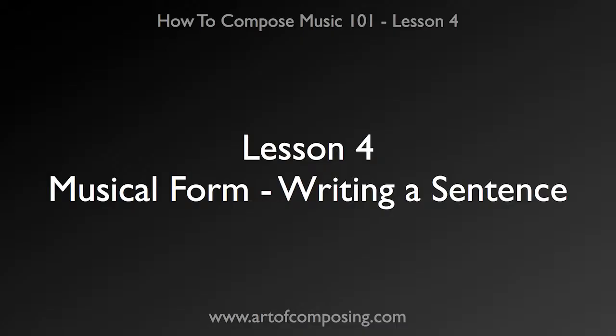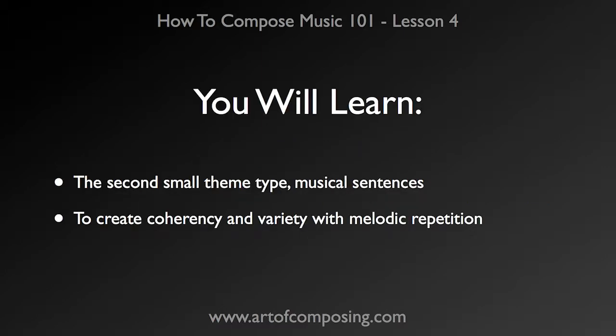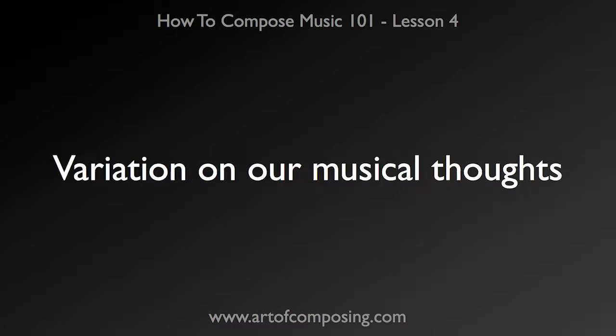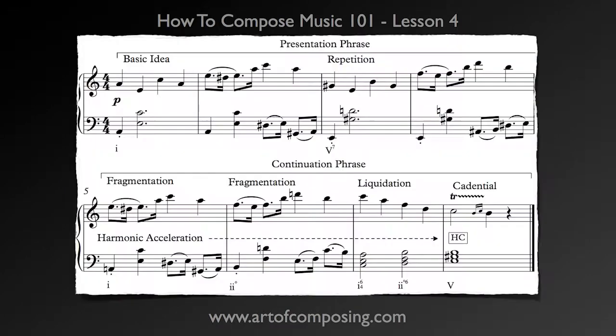Today's lesson is a continuation of Lesson 3, Small Musical Form. Specifically in this lesson, you're going to learn about the second small theme type, musical sentences. You're also going to learn how to use melodic repetition to add coherency and variety to your music at the same time. The sentence is similar to a period in terms of size and some of its elements. What it gives us, though, is variation on the way we put together our musical thoughts.